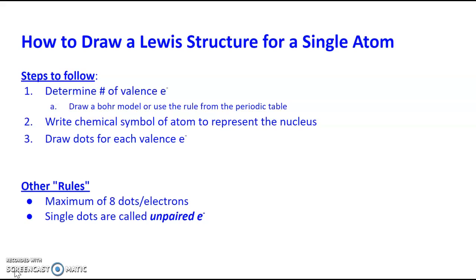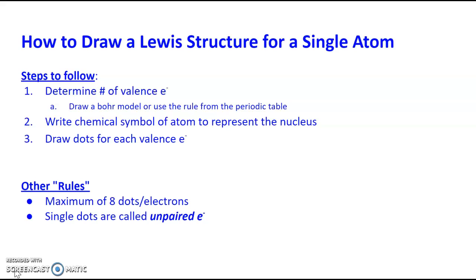So the steps to drawing a Lewis structure for a single atom are pretty simple. So you determine the number of valence electrons, and you can either draw a Bohr model or you can use the rule from the periodic table. Whichever one seems easier to you is fine. Then you write the chemical symbol of the atom to represent the nucleus. So that chemical symbol is telling us which element the atom is and how many protons it has.